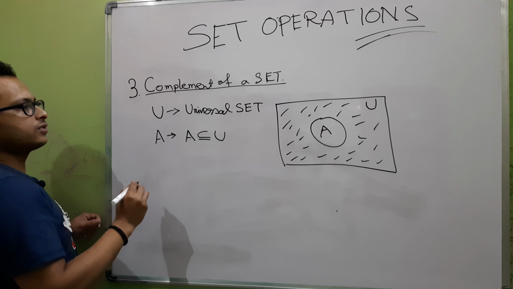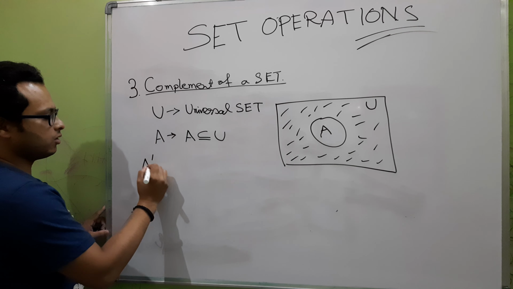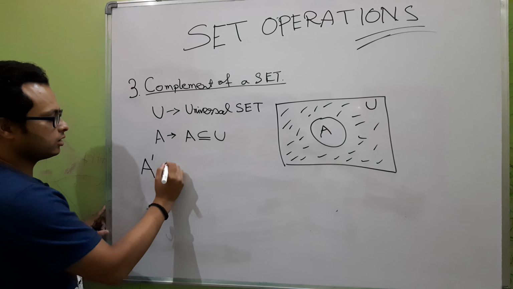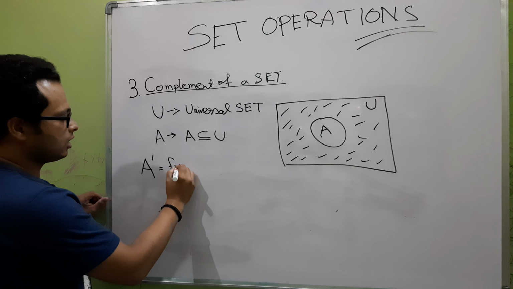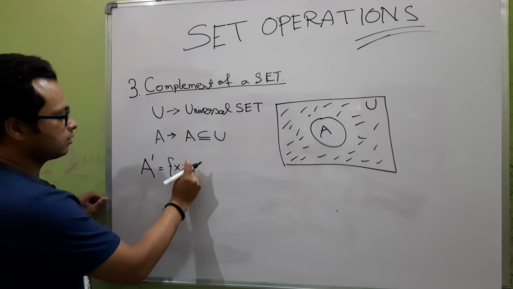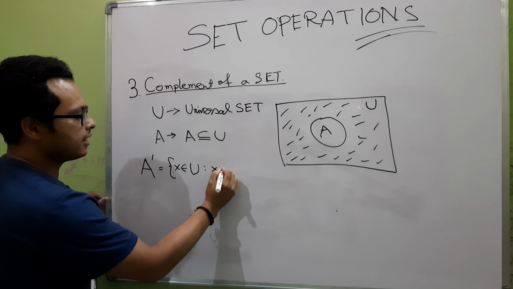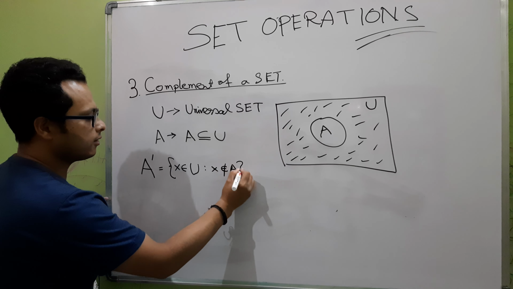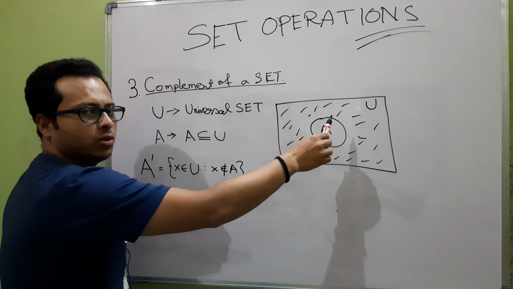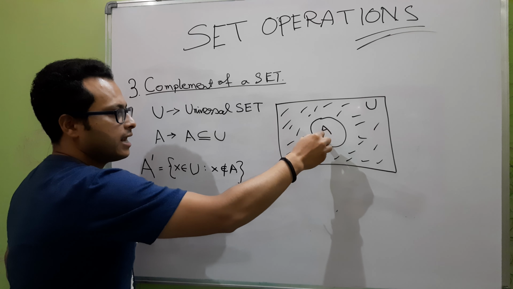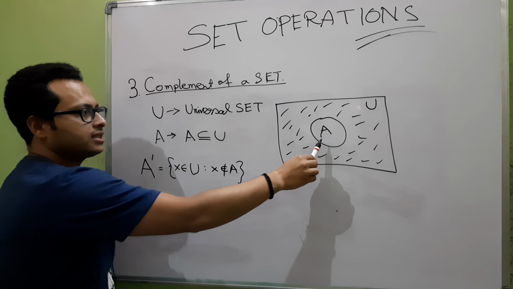The complement of a set is denoted as A complement, where A is a subset of U, equals X belongs to U such that X doesn't belong to A. That means if under the universal set we have n observations and in set A we have some of them, then we take all the observations except the data from A.